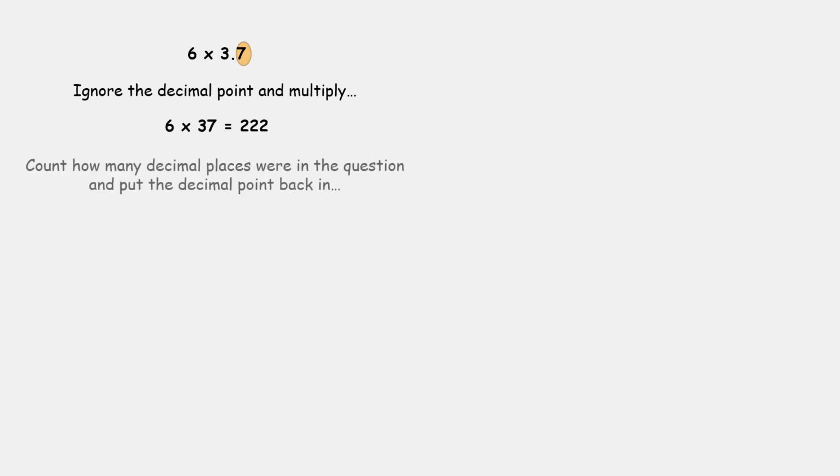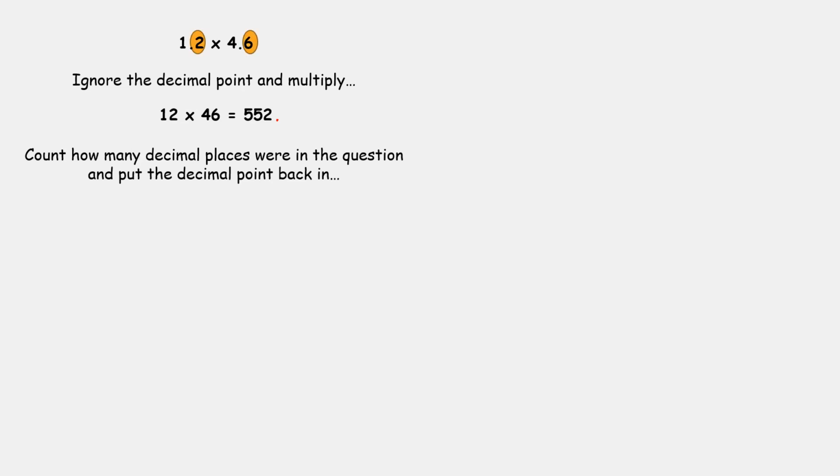Now we're going to have a look at multiplying decimals. So we've got 6 times 3.7. And what we do is we actually ignore that decimal point, and we're going to do 6 times 37, which is going to give us 222. We then need to count how many decimal places we had in the question, which is just 1. There's 1 decimal place. Now if you imagine that the decimal point is here, we're then going to need to move that decimal place once. So we're going to move it once, which will give us 22.2.